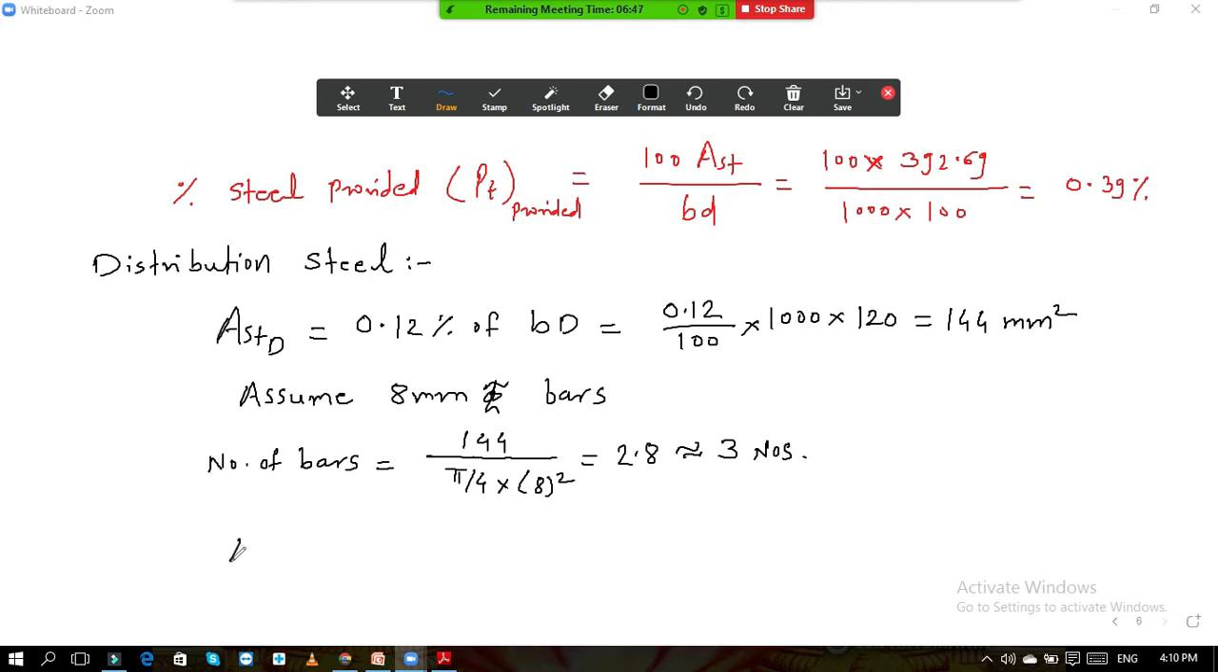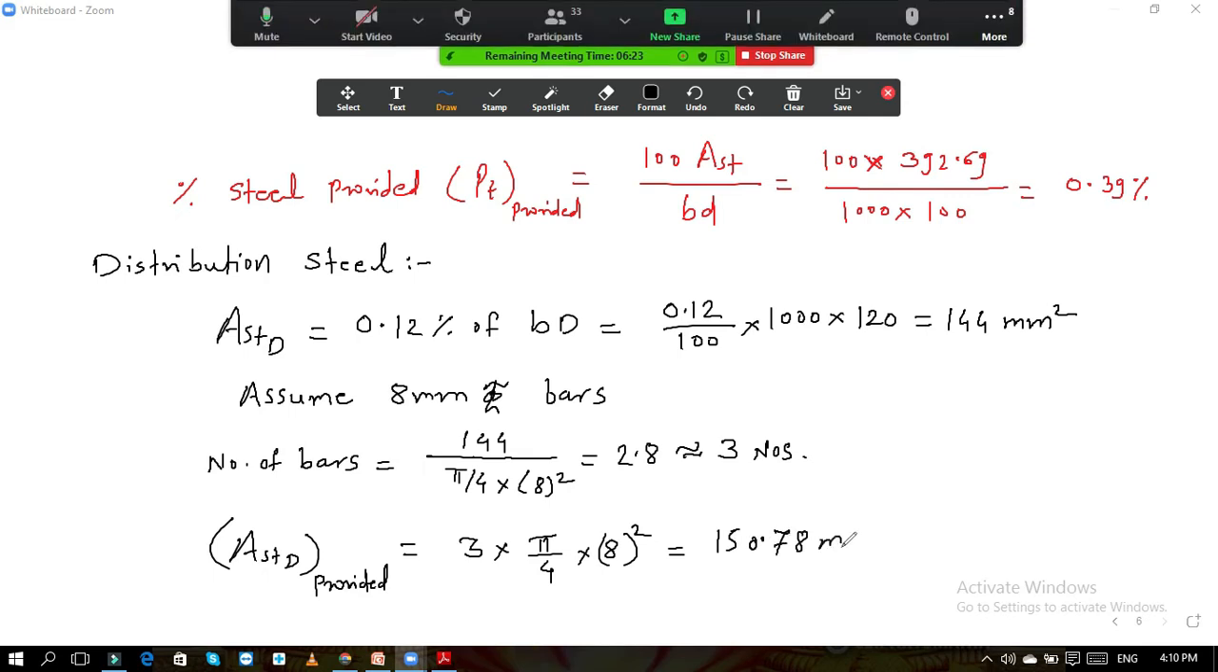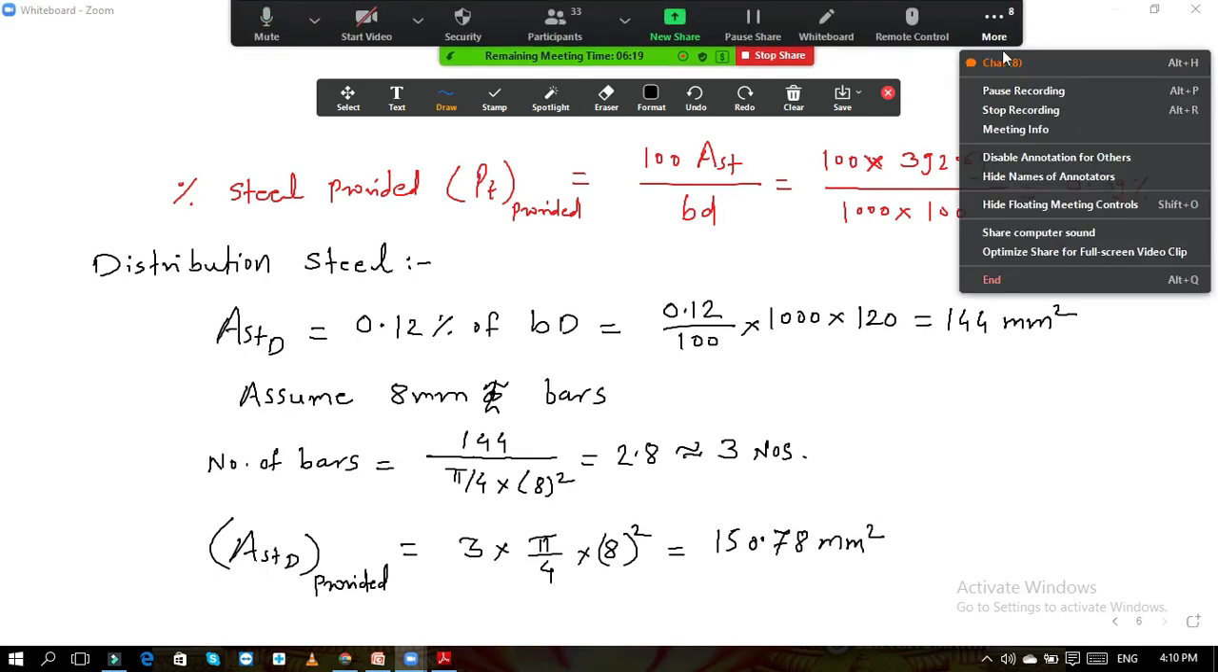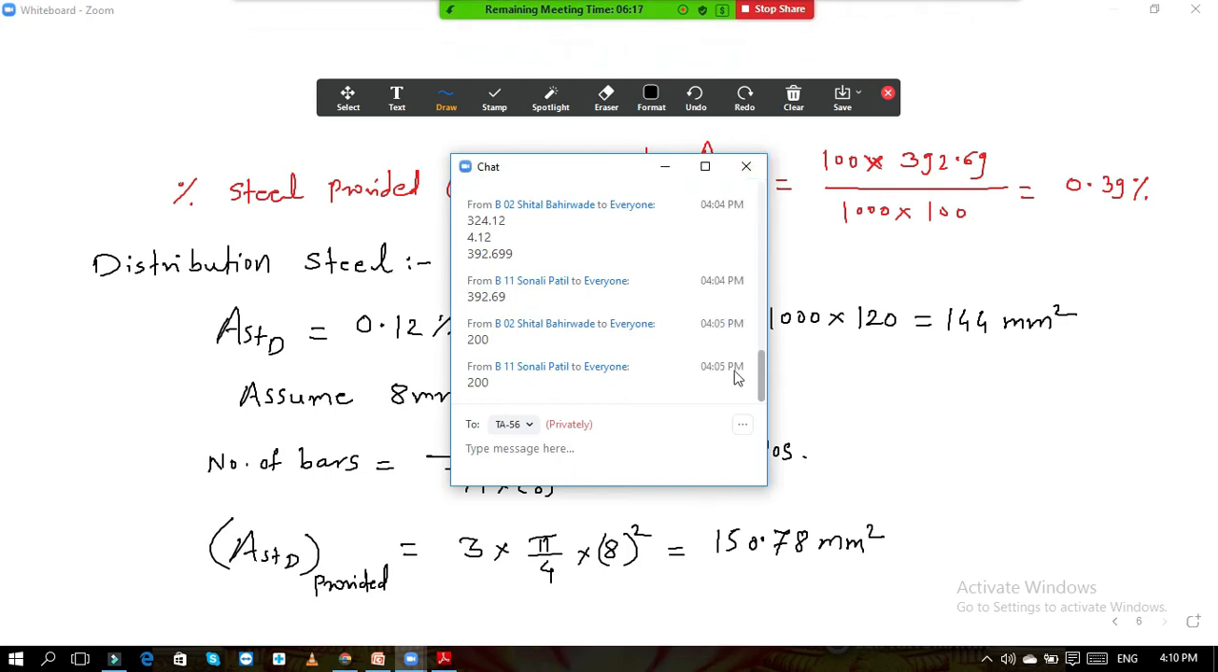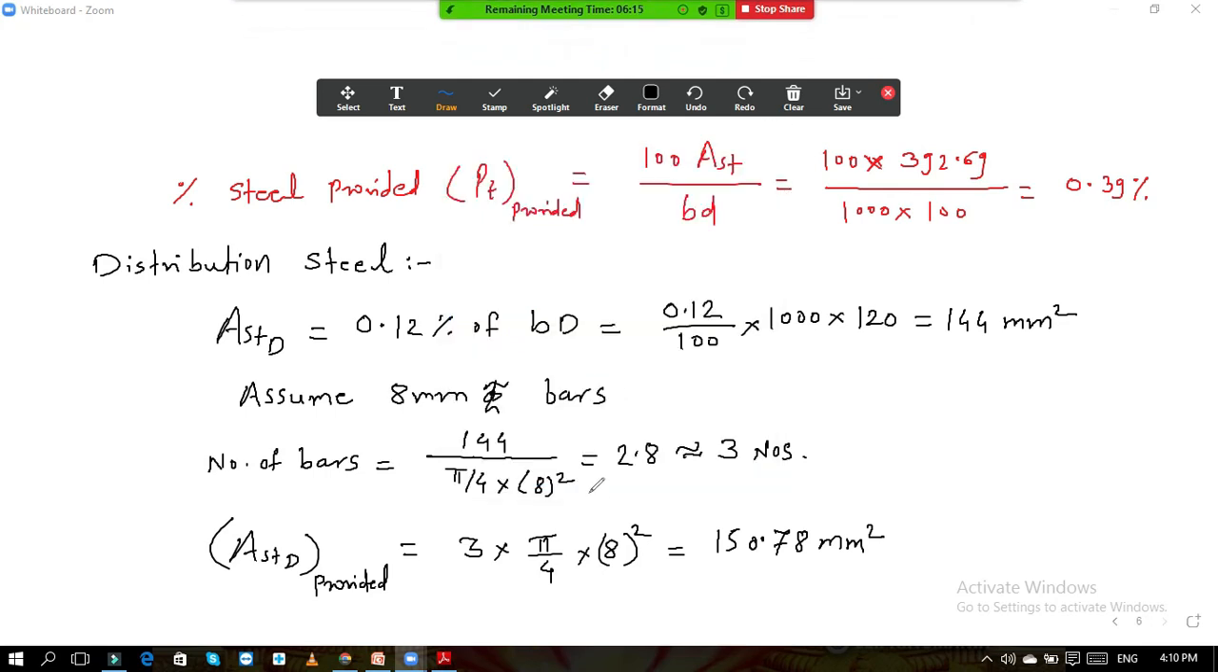So Ast d provided. Instead of 2.8, we can't provide 2.8 bars. So 3 into pi by 4 into 8 square is 150.78 mm square. So this is your distribution steel.